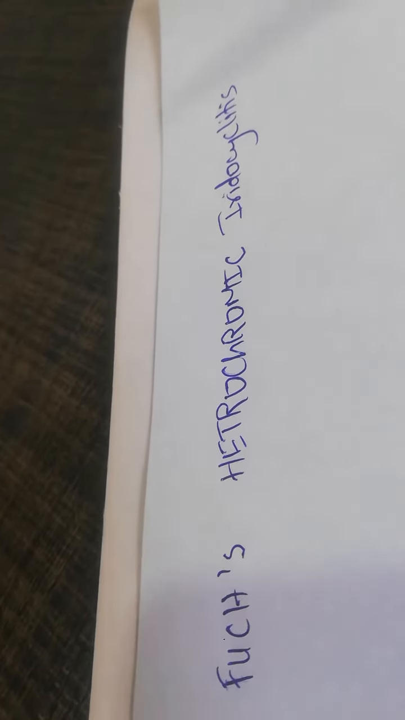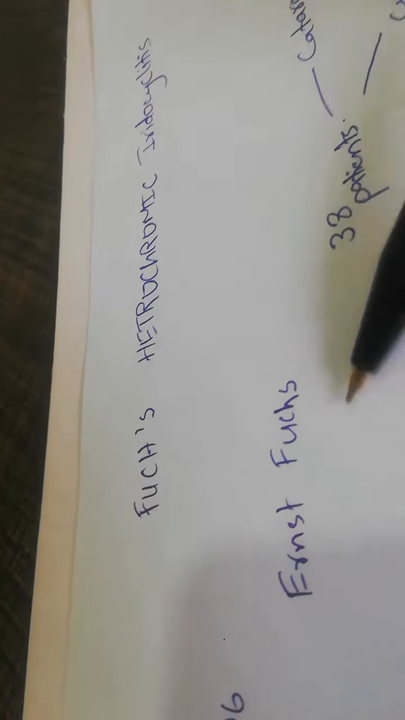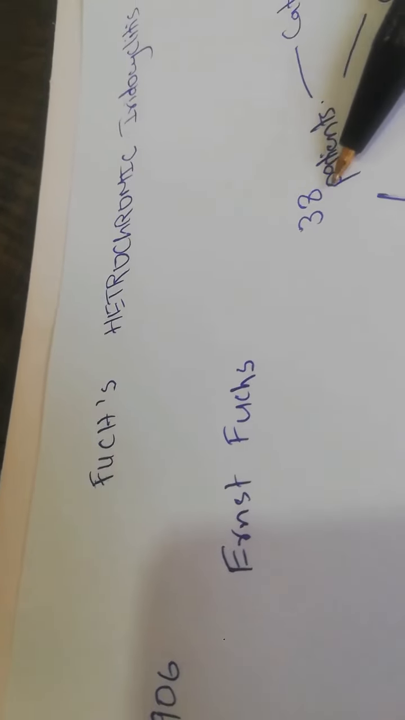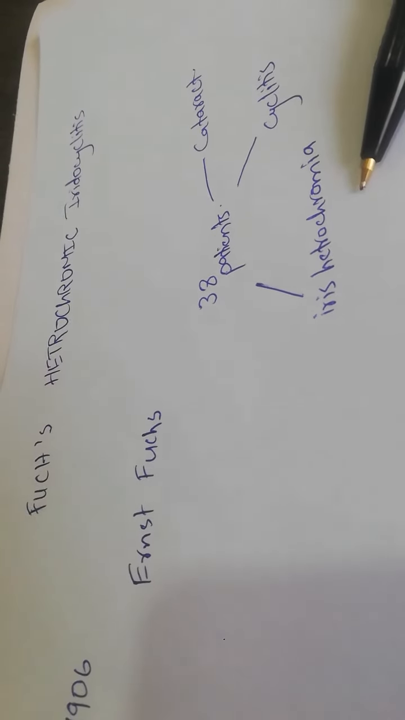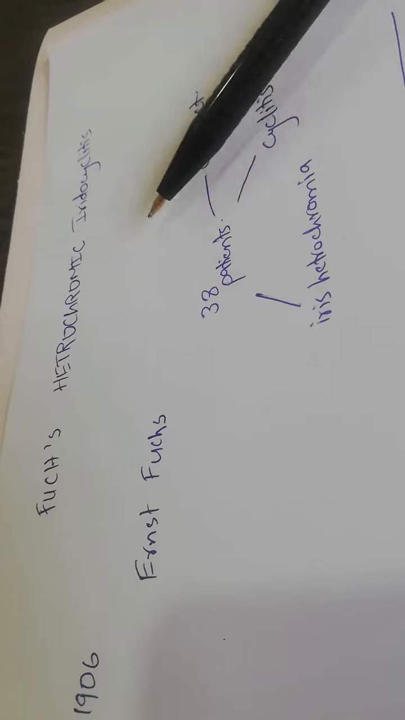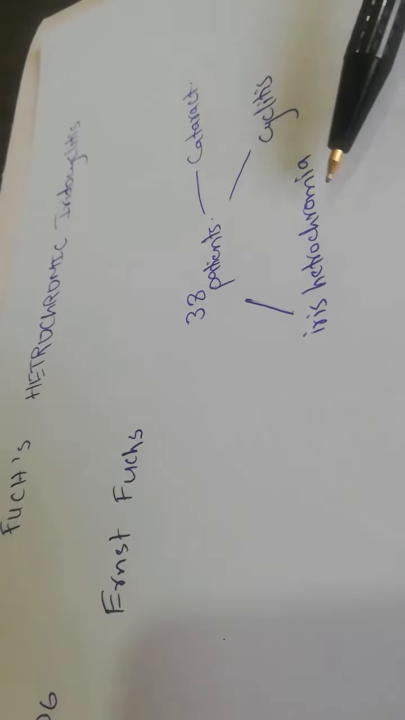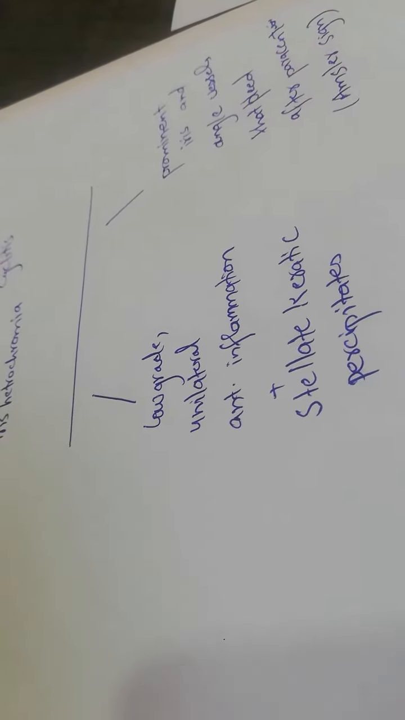So what exactly is Fuchs Heterochromic Iridocyclitis? This was presented by Ernst Fuchs in 1906 when he studied 38 patients with the symptoms of cataract, cyclitis, and heterochromia. So he thought that Fuchs Heterochromic Iridocyclitis was mainly because of cataract, cyclitis and iris heterochromia. But we later found out that we have some other symptoms too. And this constellation of symptoms makes up Fuchs Heterochromic Iridocyclitis.